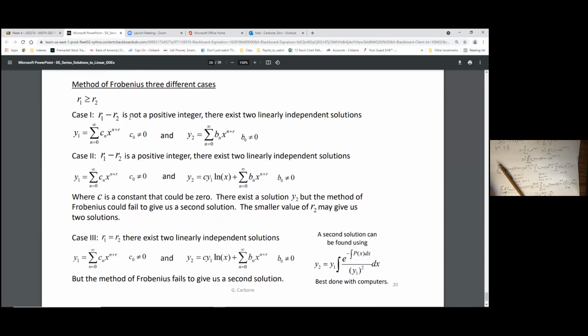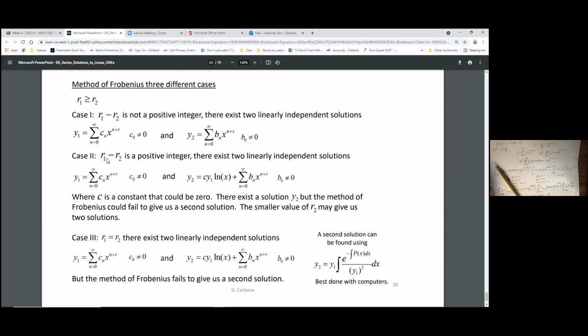R1 and R2, if R1 minus R2 is not a positive integer, then we're guaranteed that we're going to get two linear independent solutions. Well, first of all, two linear independent solutions are always going to exist. The question is, is the method of Frobenius going to give it to us? So if R1 minus R2 is not a positive integer, then the method of Frobenius will give us two linear independent solutions. It will give us a solution that looks like this and another solution that looks like this with different values of R.